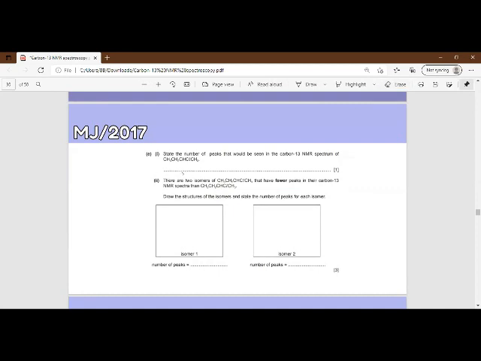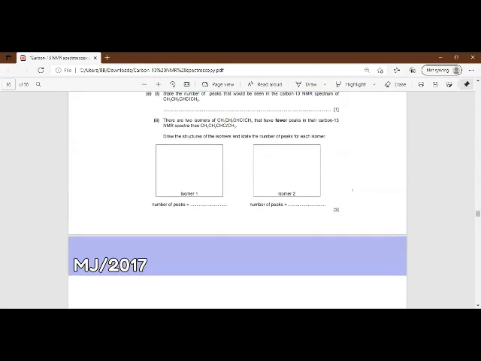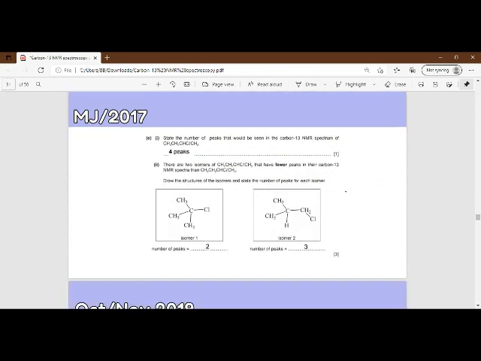This one asks to state the number of peaks that will be seen on the spectrum of this. So I'm going to give the answer straight away. As you can see, it has 4 peaks.